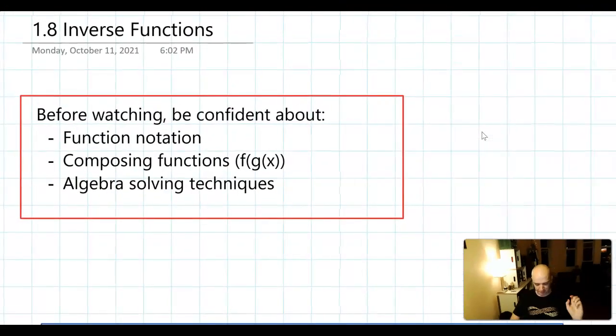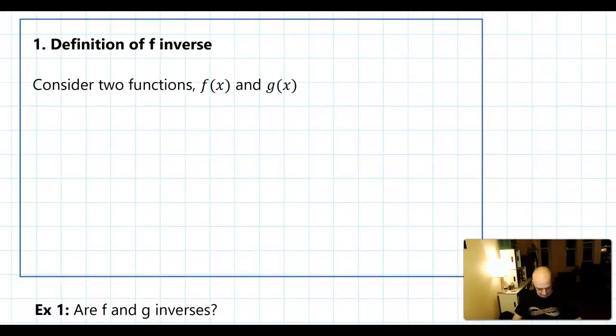Some notation stuff. Before you watch this video, you should be really confident about how you use function notation, be able to compose functions, f of g of x. That's the video in section 1.7. And you should also be pretty confident in your techniques of using algebra to solve equations. So getting right into it, we're going to consider two functions, f of x and g of x.